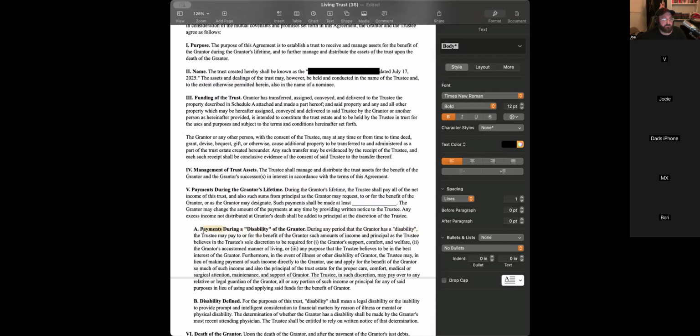If the grantor has a disability, the trustee may pay to or for the benefit of the grantor. We're talking about support, comfort, welfare. So you see, this is a living trust. It's ensuring that the grantor is protected throughout this trust, because even though the property is now in possession of the trustee for the benefit of the beneficiary, the grantor still holds these assets in some regard. So it's not fully given up by the grantor yet.